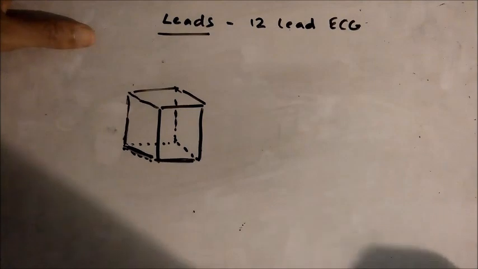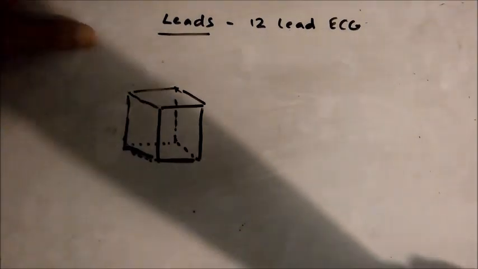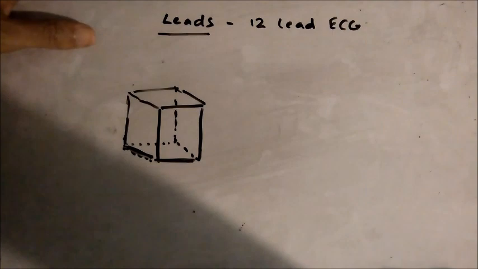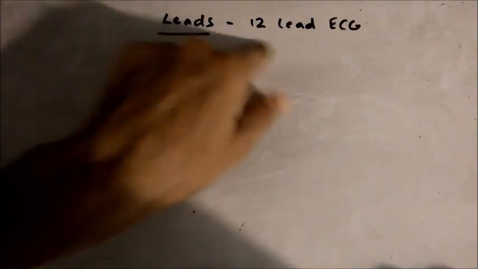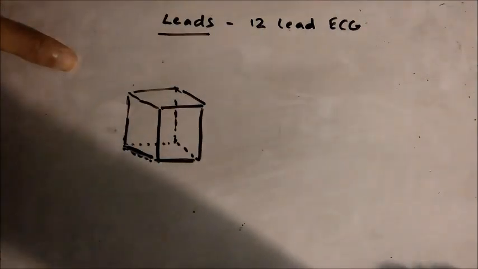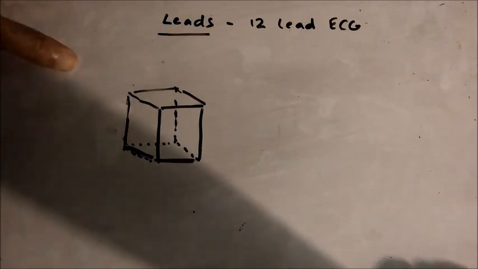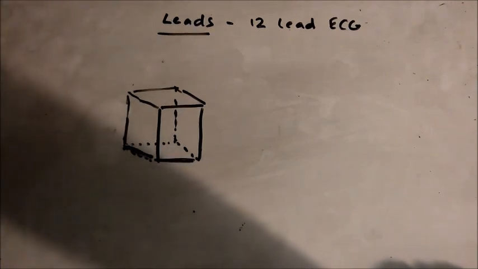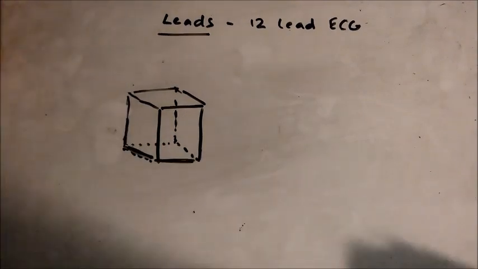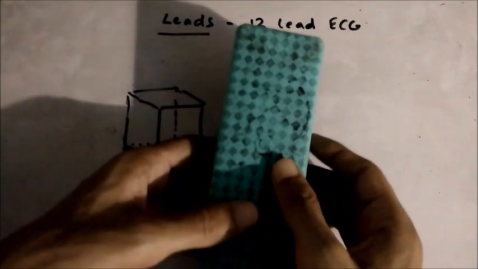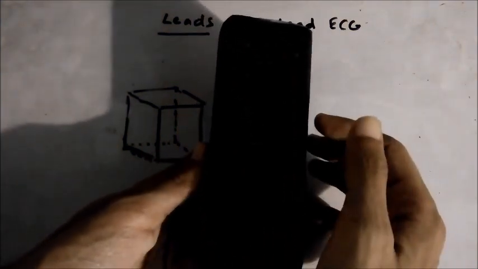Now, leads is another very important aspect of interpreting the ECG. In the normal ECG, you have basically 12 leads, and what these leads are doing is giving us an image of the heart from a different angle, right? So it's like, if you look at this whiteboard eraser, we can look at it from this angle, and from this angle, and from this angle. With every angle, it's giving us a different kind of representation, right?